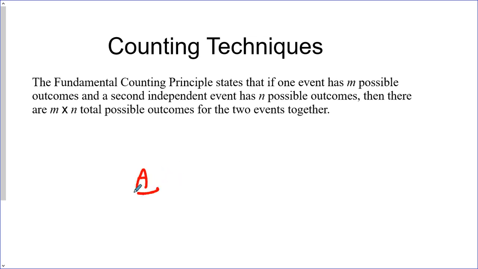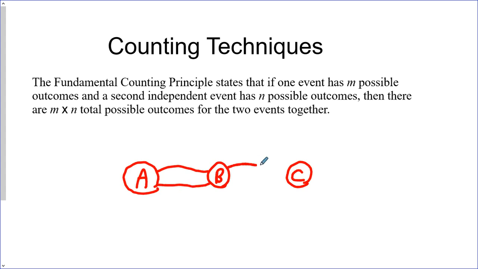Suppose I've got a town over here, town A. I've got another town over here, town B. And I've got a third town over here, town C. Assume that there are two roads joining A and B, and maybe three roads joining B to C. So how many ways could I get from A to C in this scenario?